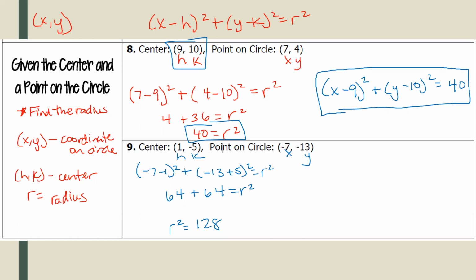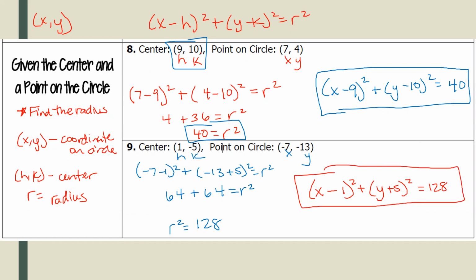Okay, we're not done yet. We have to actually write an equation for the circle. So let's write the equation for the circle. X minus H is 1, squared, plus Y minus K is -5, so it becomes plus 5, squared, equals R squared. And that's what we had solved for, 128. So our final answer for this one is X minus 1 squared plus Y plus 5 squared equals 128. That's the equation of a circle with the center at (1, -5), and all of the points on that circle would work with this equation, including that (-7, -13).